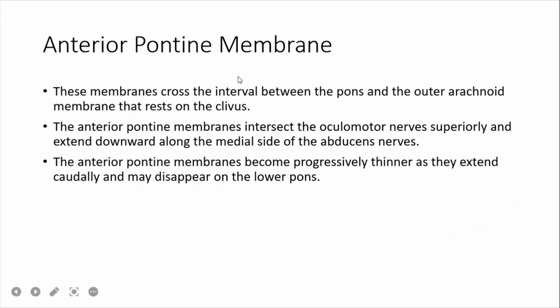This anterior pontine membrane crosses the interval between the pons and the outer arachnoid membrane that rests on the clivus. The anterior pontine membrane intersects the oculomotor nerve superiorly and extends downward along the medial side of the abducent nerve. The anterior pontine membrane becomes progressively thinner as it extends caudally and may disappear in the lower pons.